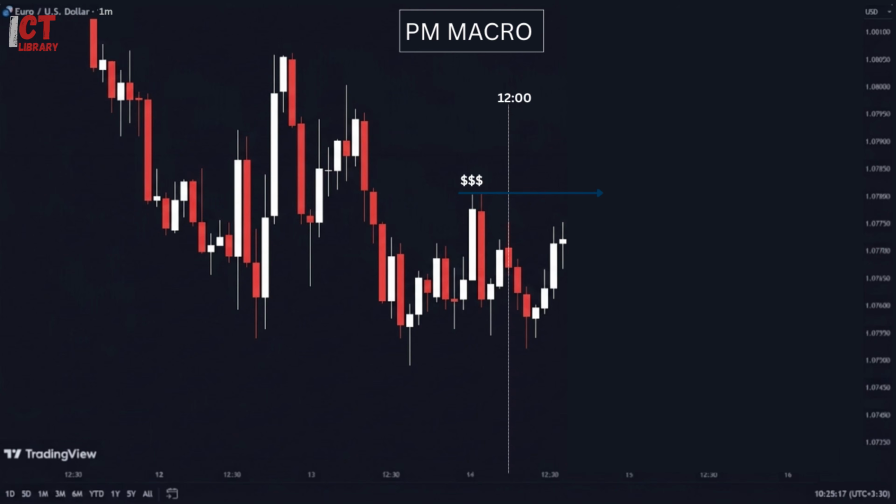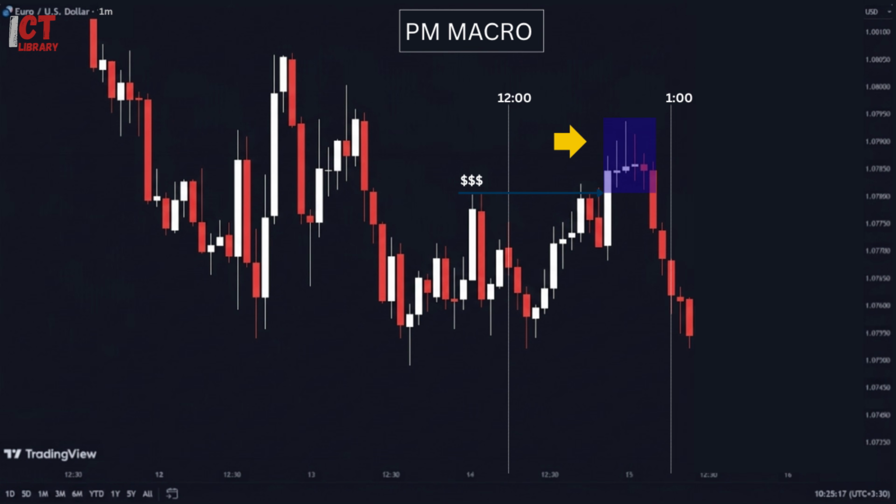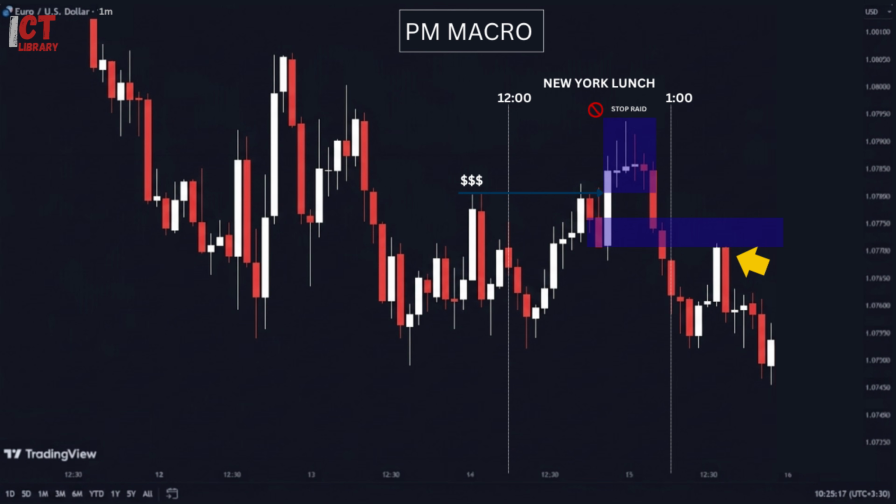Imagine capturing massive downside moves in the afternoon session by perfectly aligning with institutional order flow right after the New York lunch hour manipulation. But most traders completely miss this edge. They keep holding morning positions or jumping into random reversals, getting chopped up and watching profits evaporate. The hidden truth is that smart money deliberately engineers liquidity grabs during lunch to trap both early shorts and late breakout longs before the real directional expansion begins.